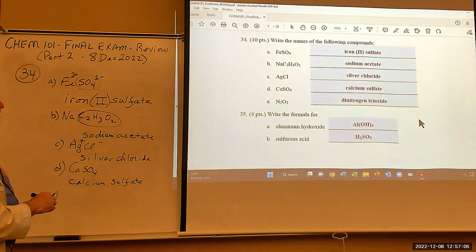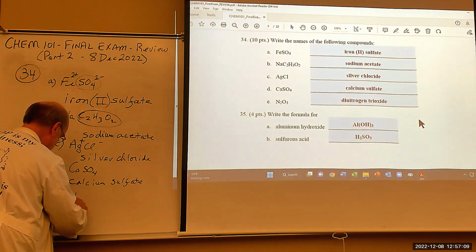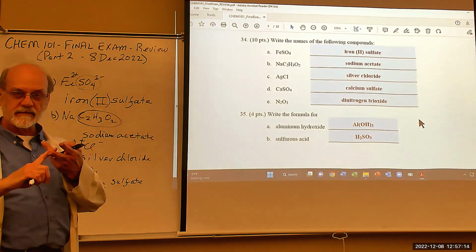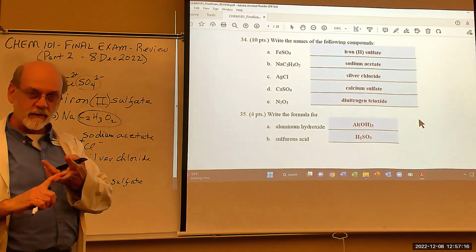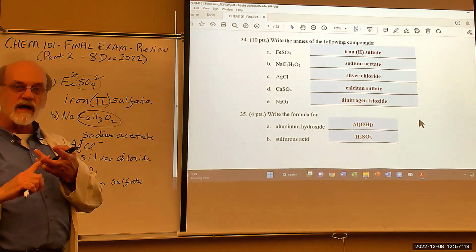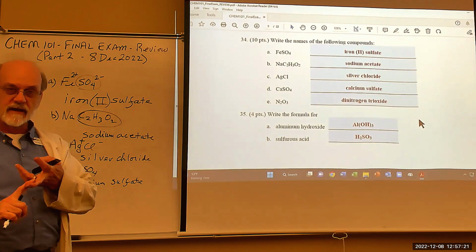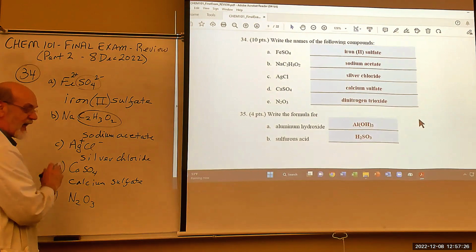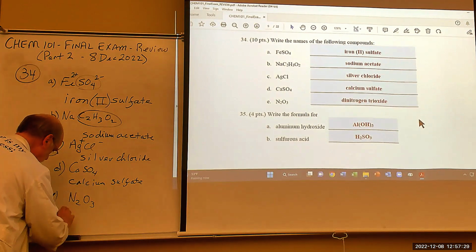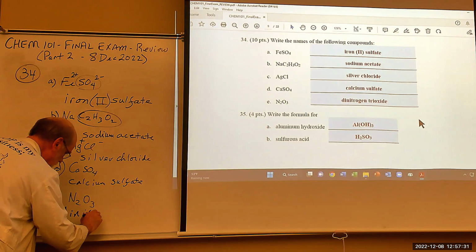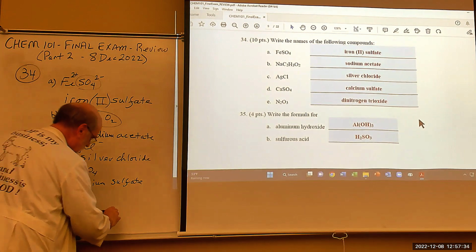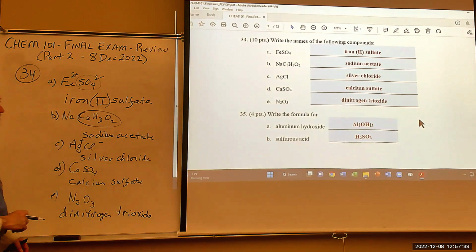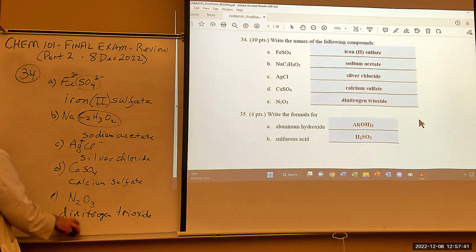And the last one. N2O3. Type 1, type 2, type 3. Both elements are nonmetals. That's a type 3. The type 3 convention says you just name the nitrogen and how many of them are there. Dinitrogen. Trioxide. That's it. For number 34.